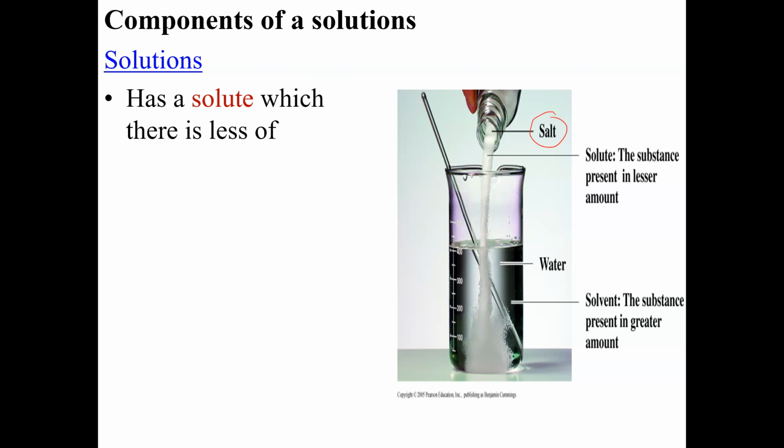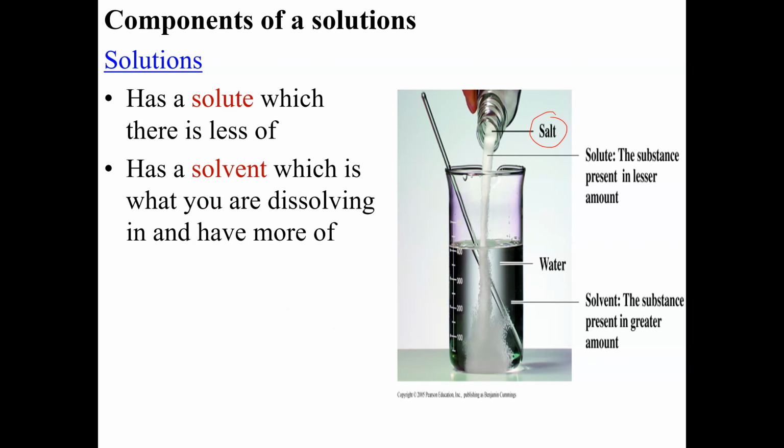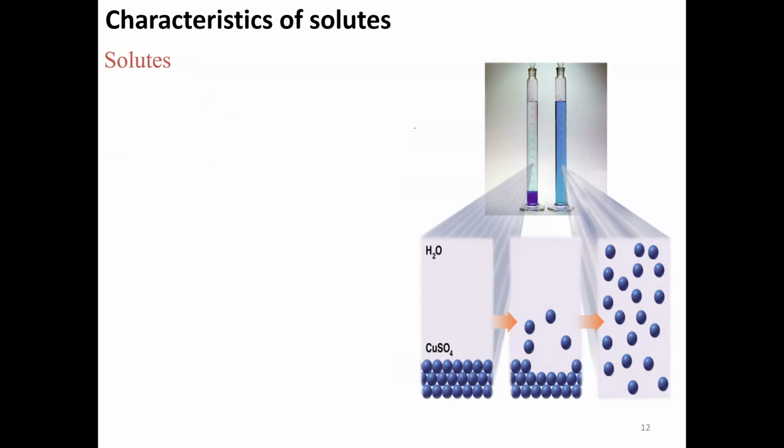So solute is whatever you have less of. Whatever you have more of is your solvent. Those are your two components, and that's always the case. Can you have more than one solute? Of course. You can have 2, 3, 4, 5. Can you have more than one solvent? No. One solvent at a time, but the number of solutes can be different, so be aware of that.